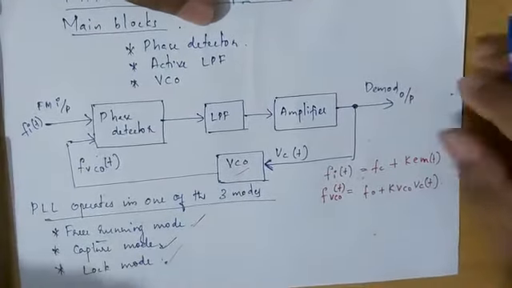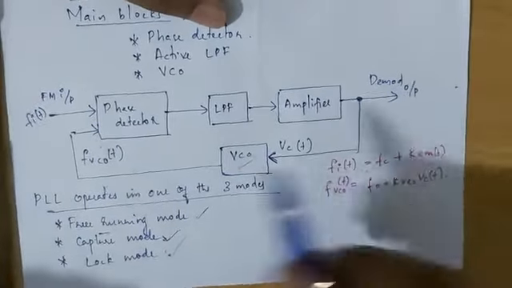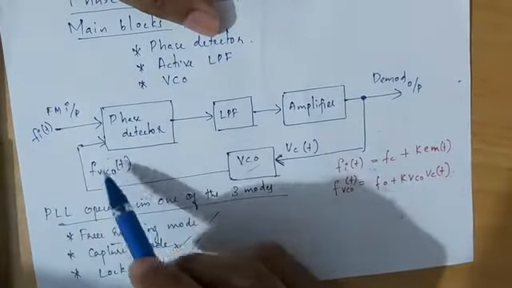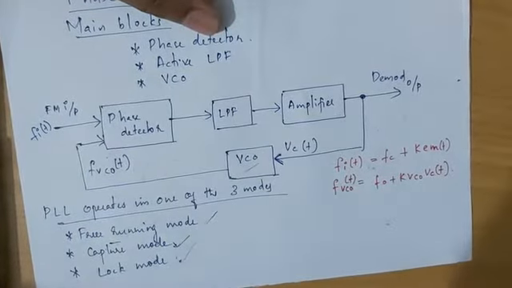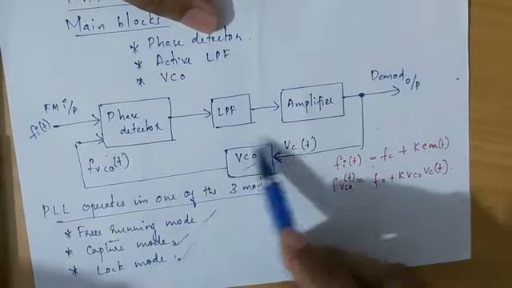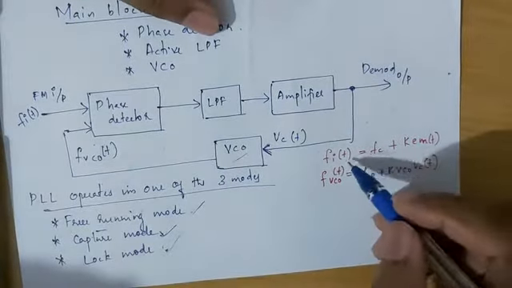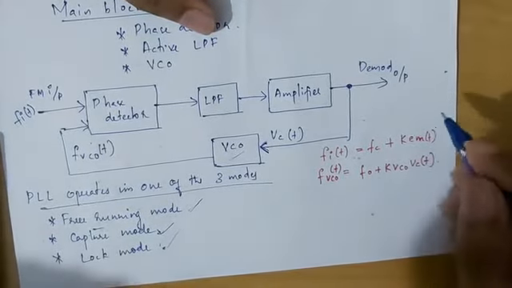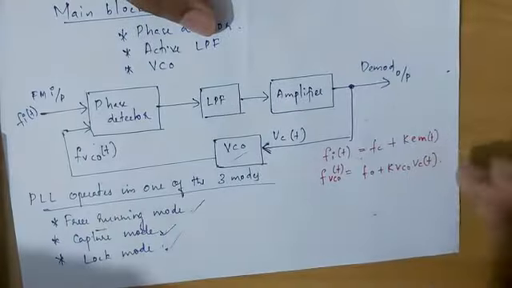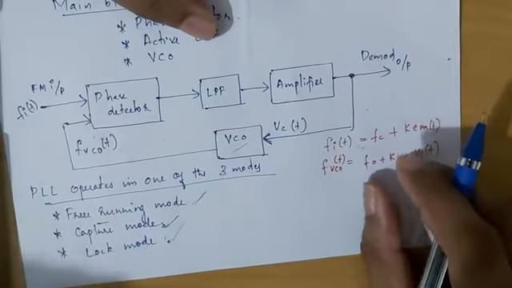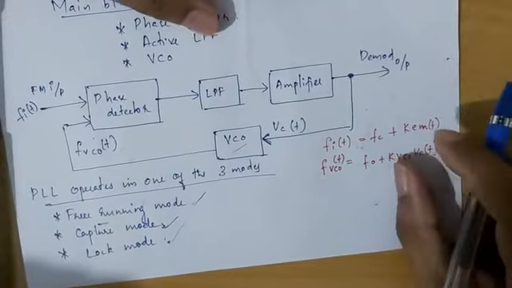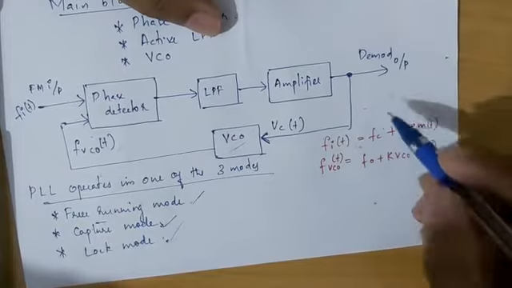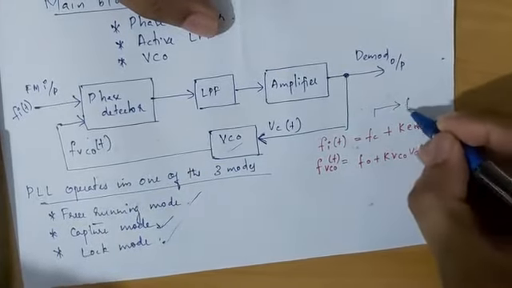Before going into the block diagram, we should learn that we have two inputs to the phase detector. The first one is the FM input, and there is a feedback signal, that is FVCO, the output of the VCO signal. So FIT can be represented as the FM signal, which can be expressed as FIT equals FC plus K times EM of T. Here FC is the frequency of the carrier signal, right?